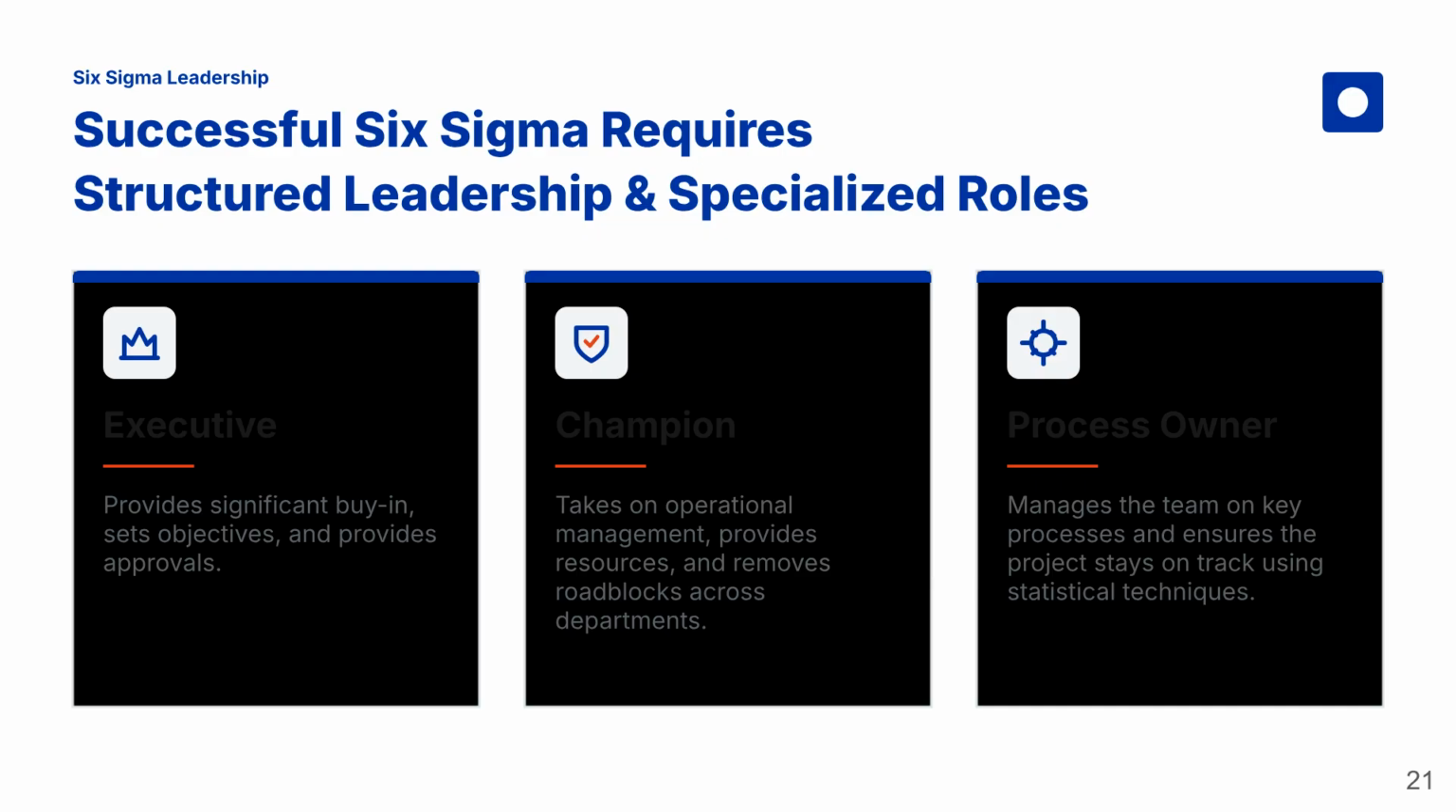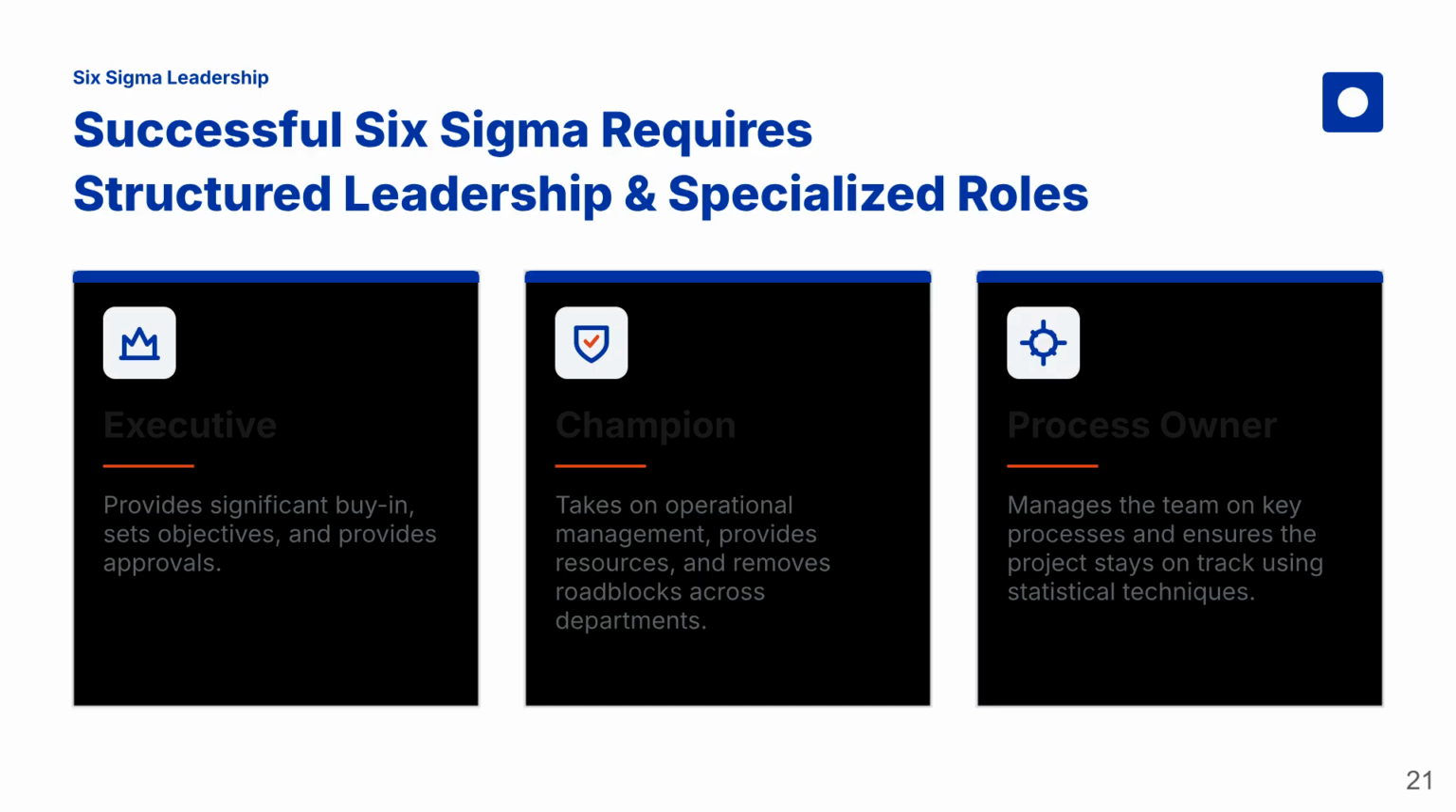Successful Six Sigma implementation requires clearly defined leadership roles. Since process improvement often affects multiple departments, organizations assign specific responsibilities to ensure projects are properly planned, supported, and completed. The slide highlights 3 key leadership roles: executive, champion, and process owner.